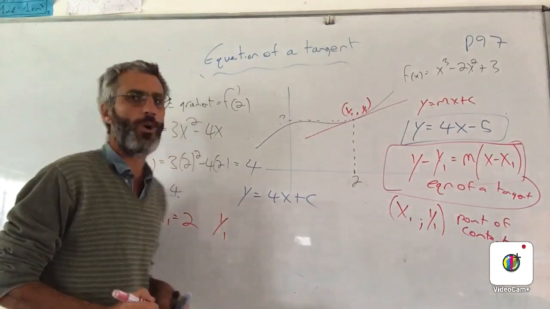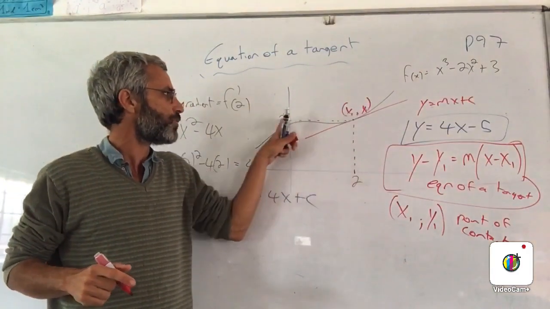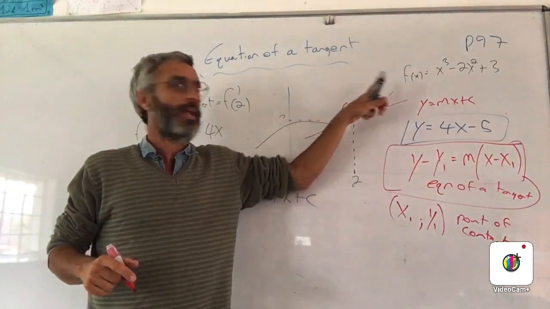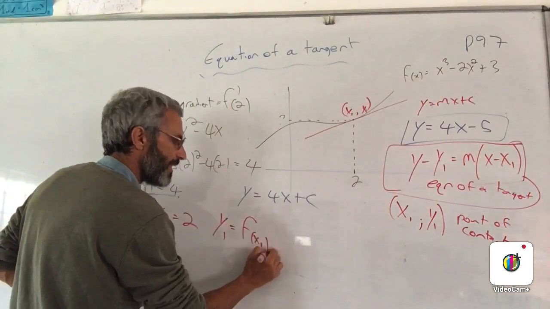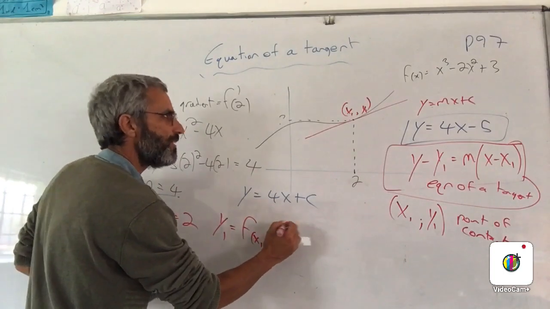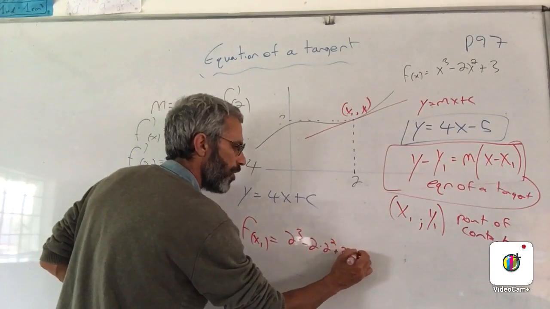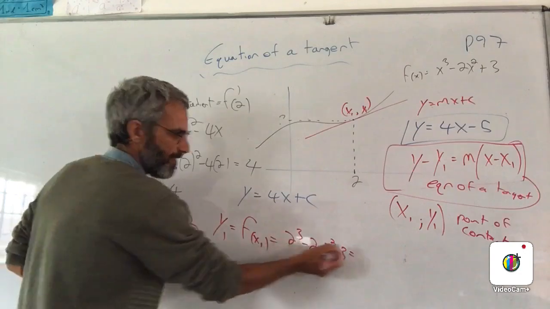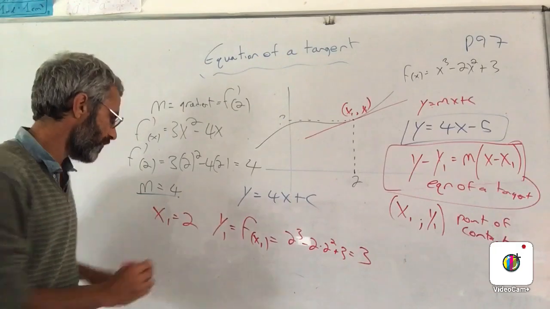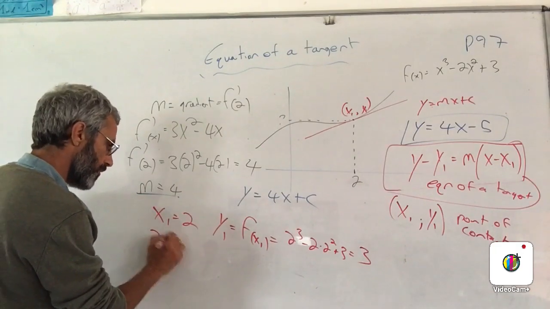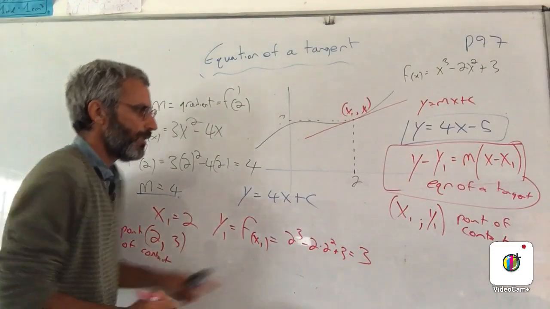How would I find y1? Now you should be able to tell me because I asked you that question before. How would I find this y? Sub where? In the function. So sub into the original function, which is basically the value of the function at x equal to 2, which in this case, what was it? 2 cubed minus 2 times 2 squared plus 3. I think we got 3. Yes, it's 3. So the point of contact really is (2, 3). That's the point of contact.